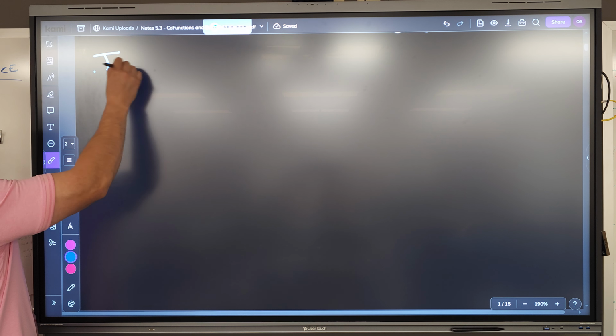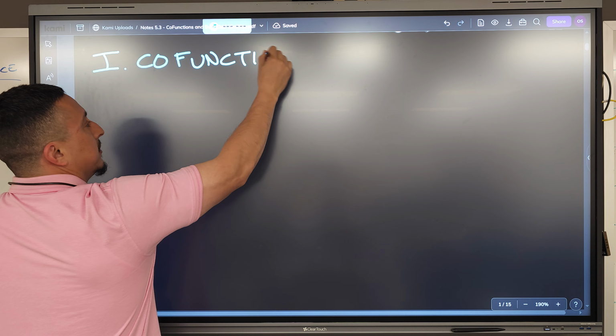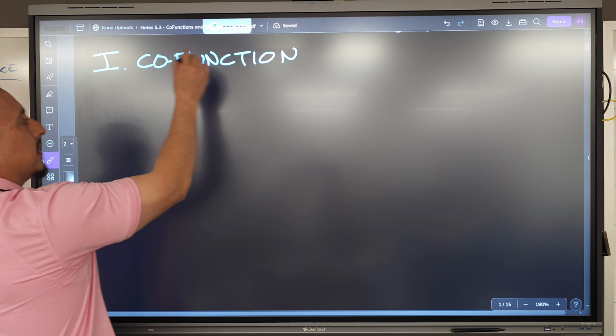Here we go. Part 1, cofunction. So you're welcome to jump ahead, like I said. These are the cofunction identities.